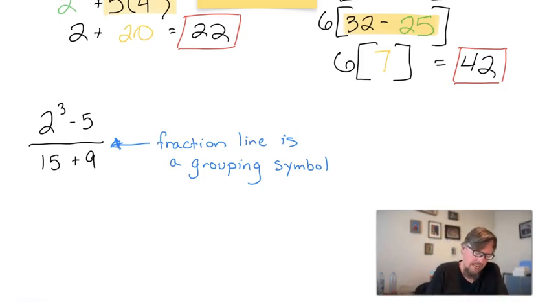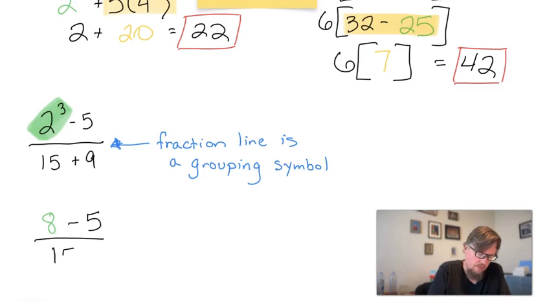Looking at the numerator, the first thing I see in the numerator that we can do is this 2 cubed. And 2 cubed is going to give us 8. So we're going to have 8 minus 5 in the numerator over 15 plus 9. And then the last thing we have in the numerator is the 8 minus 5. So let's go ahead and do that. 8 minus 5 is going to give us 3. So we'll have 3 on top. And on the bottom, we have 15 plus 9.